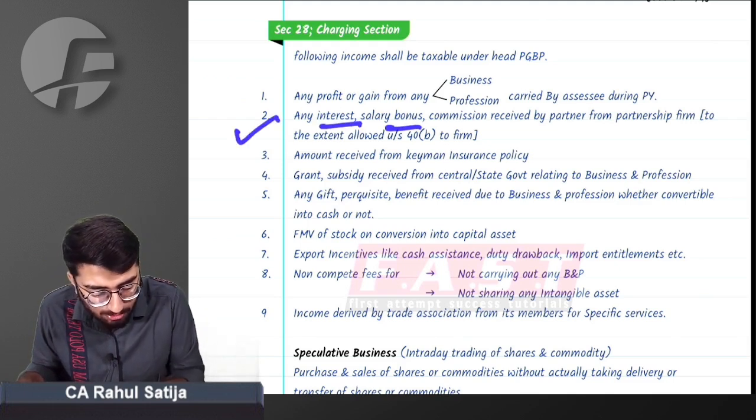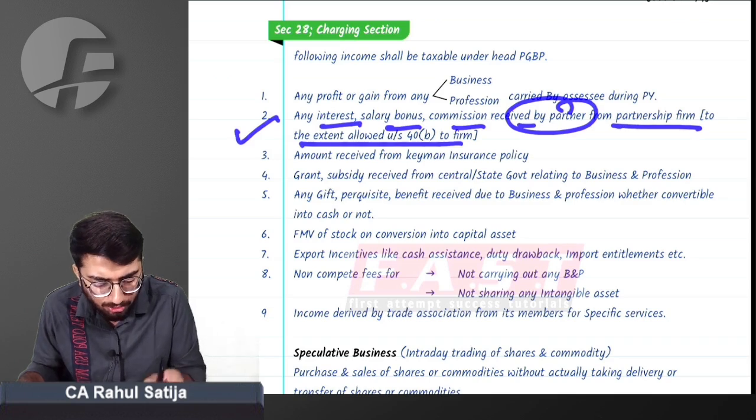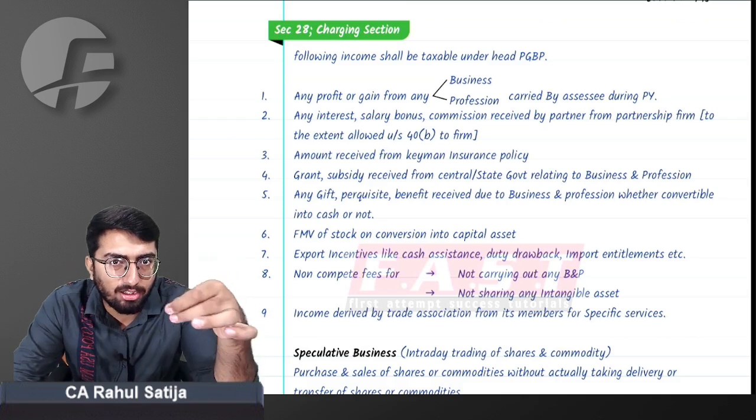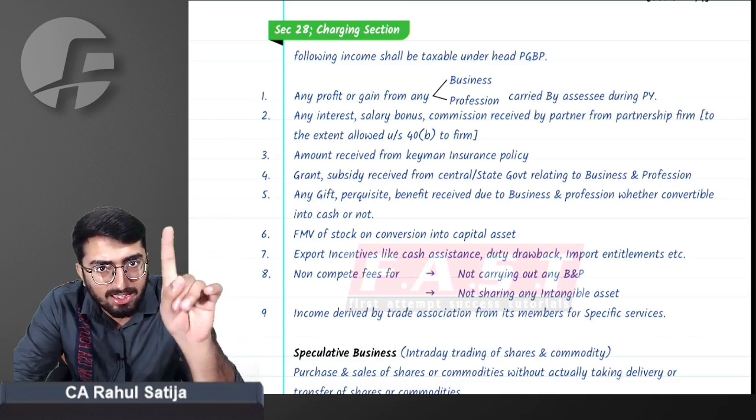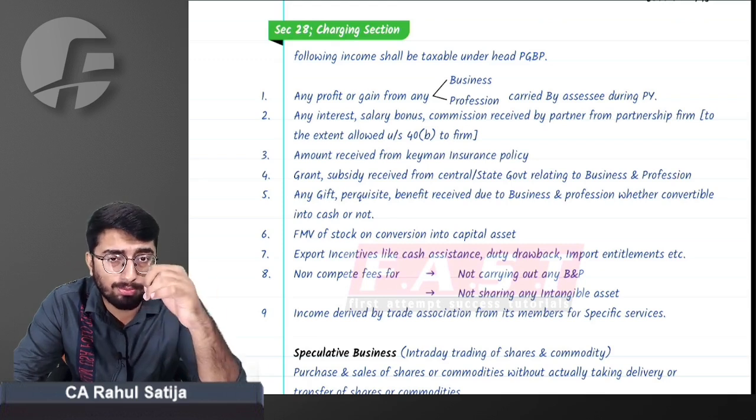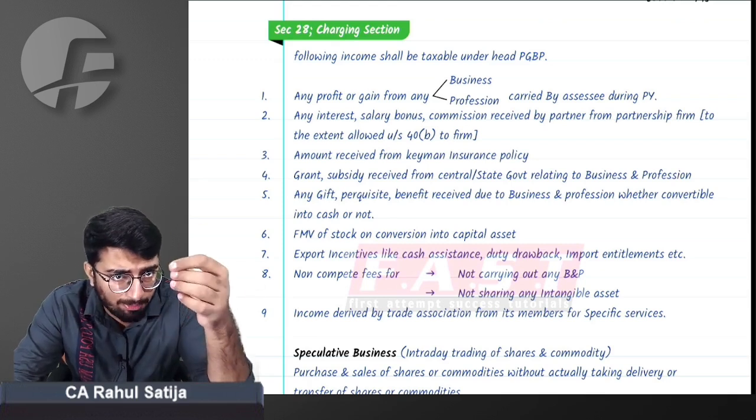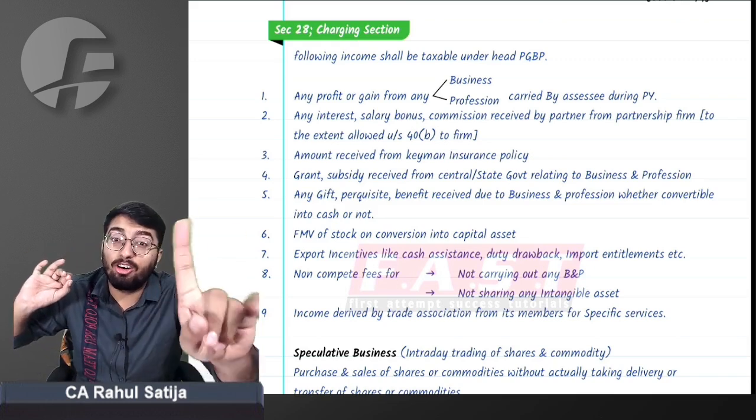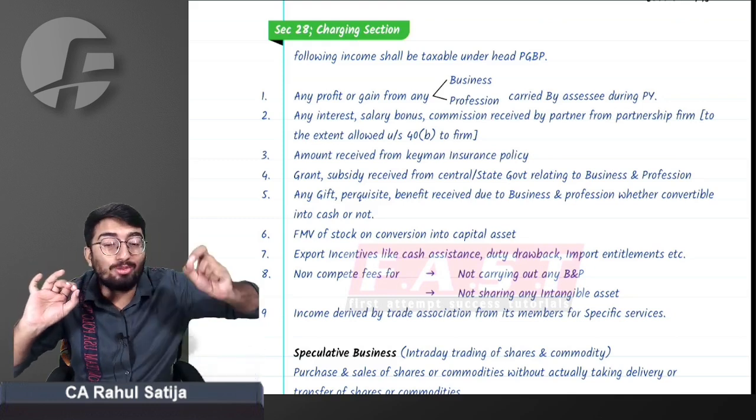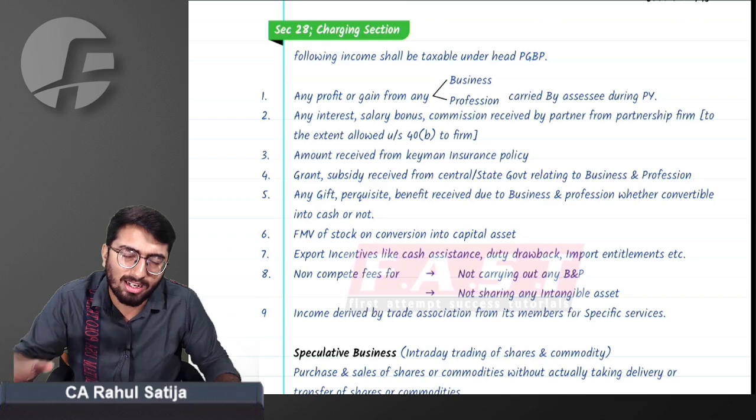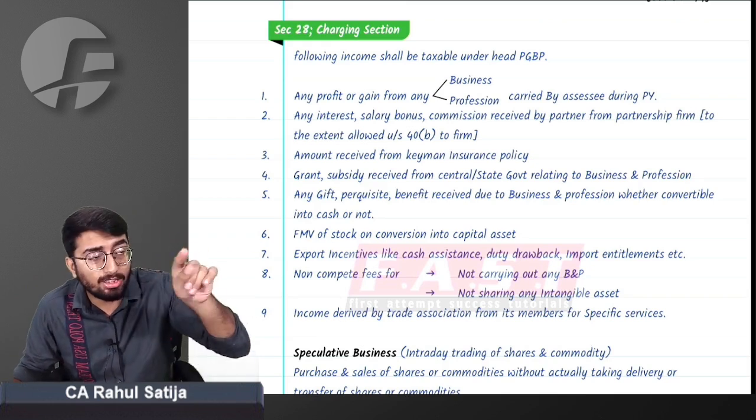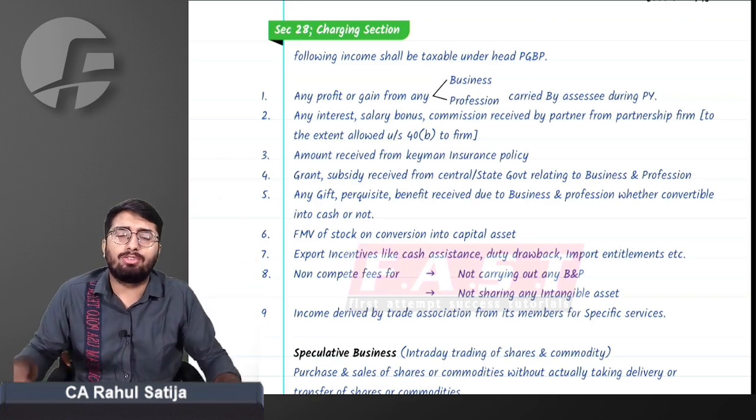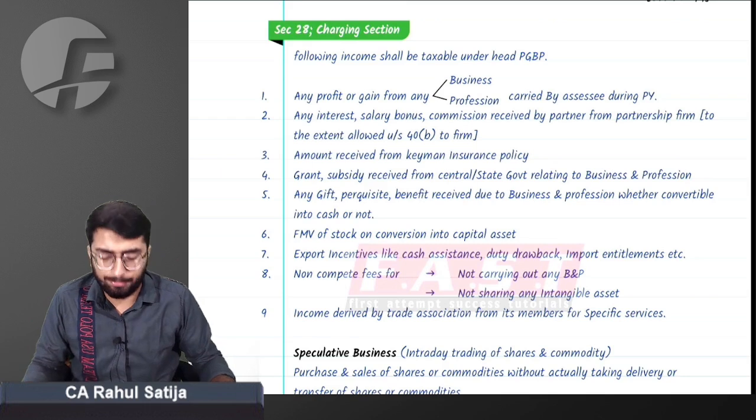Any salary, interest, bonus, commission received by a partner from the partnership firm, to the extent allowed to the partnership firm. Whenever a partnership firm pays interest to partners, that interest is allowed as deduction to the extent of 12%, and remuneration to the extent of 90% and 60% is allowed to the firm. If it is allowed as deduction to the firm, that means the firm has not paid taxes on that. So a similar amount will be taxable in the hands of partners. Whatever deduction the firm has claimed on interest or remuneration will be taxable in the hands of partners under the head PGBP.